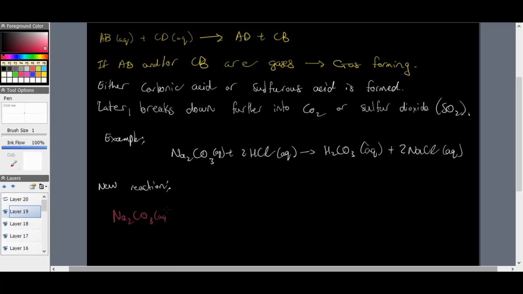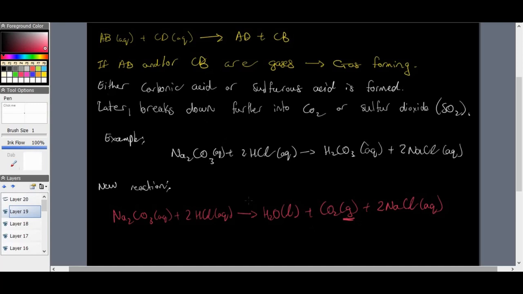So Na2CO3 in aqueous plus 2HCl in aqueous, okay, that gives us H2O, we know that's a liquid, plus CO2, carbon dioxide gas, plus 2NaCl, and that's still in aqueous. There's my gas. I know now this is a gas-forming reaction.